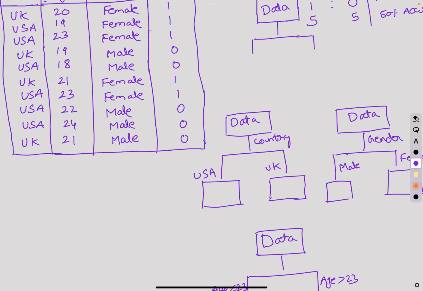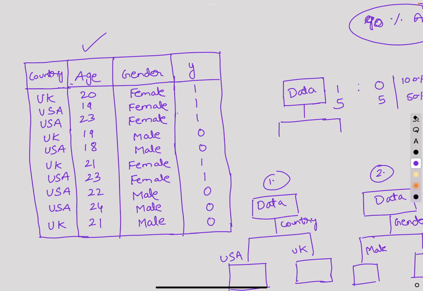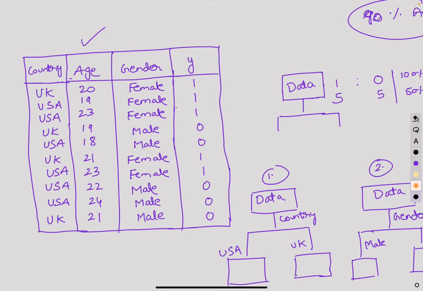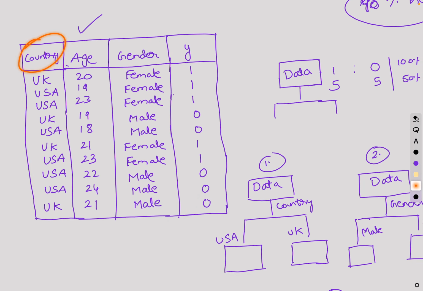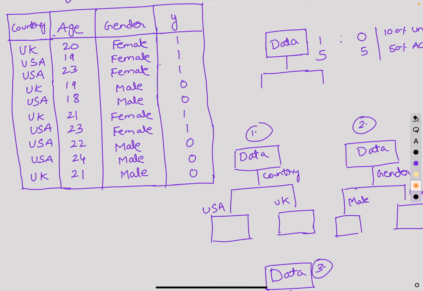So basically I have three options on which I can divide my original data, that is the entire data, into subsets. The first option is I can divide my data based on the feature called country. The second option is I can divide based on age, and the third option is I can divide based on gender. So let us have a look at what happens in each situation.